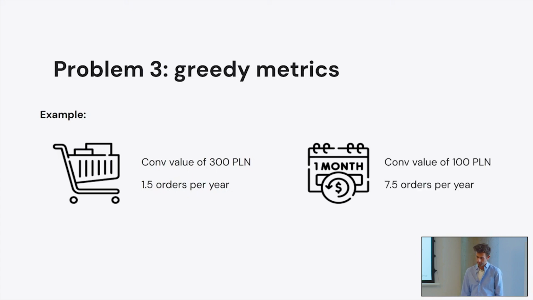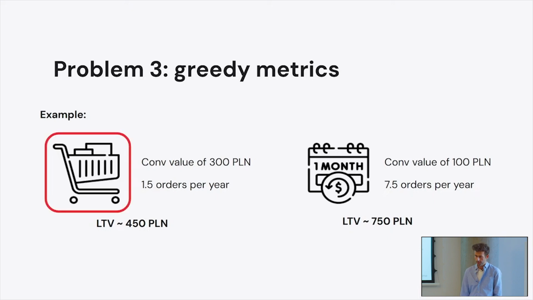On the subscription part of the business, you see that the conversion value is much lower. So the subscription is only 100 zloty. But you know from retention numbers that the average subscriber will retain the subscription for 7.5 months, or will make 7.5 orders per year. So quick calculation shows that lifetime value for subscription is much higher within these 12 months. But this is not actually reflected in ROAS, which is a greedy metric, because ROAS will only care about how much money is happening at the conversion time. So it's ignoring the fact that this subscriber will deliver much more revenue in the future, so it prefers to have the money now.